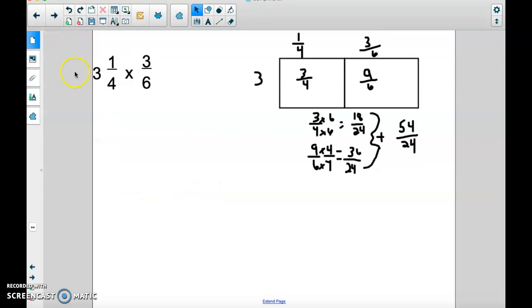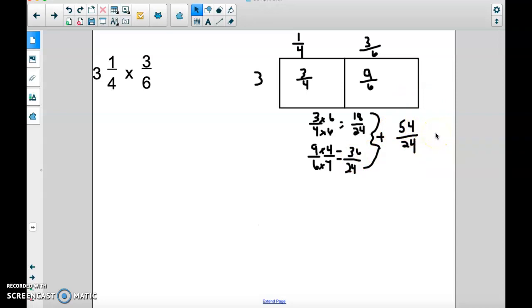Now, if we look at the second one, this time I'm going to go through the box. We have 3 1/4 times 3/6. So do 3 over here, 1/4 here, 3/6 here. 3 times 1/4 is 3/4. 3 times 3/6 is 9/6. And then we add them together, right? But you do have to use a common denominator in order to do that. And you end up with 54/24.